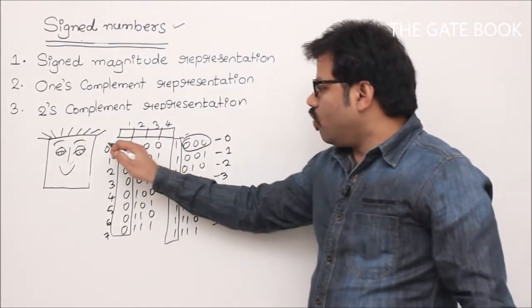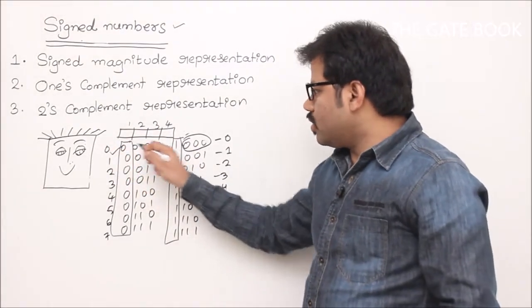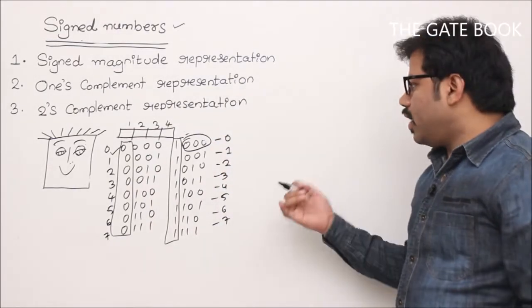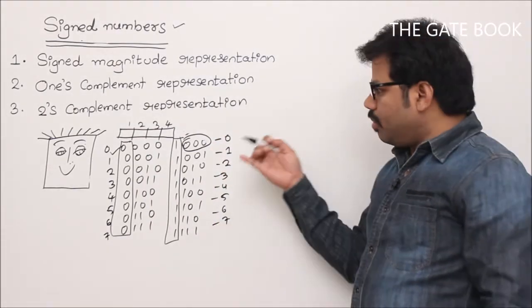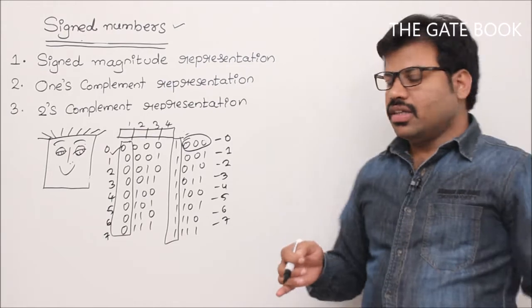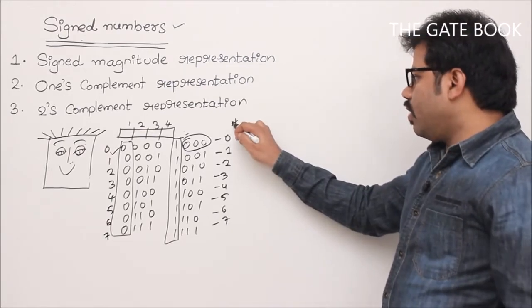But one drawback I can say is that 0 has 2 representations. Whenever there are multiple representations, we will be wasting one representation. Second, there will be ambiguity.